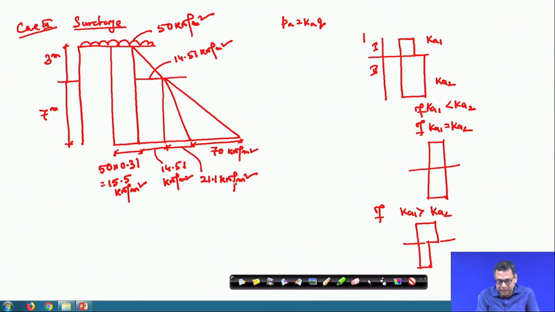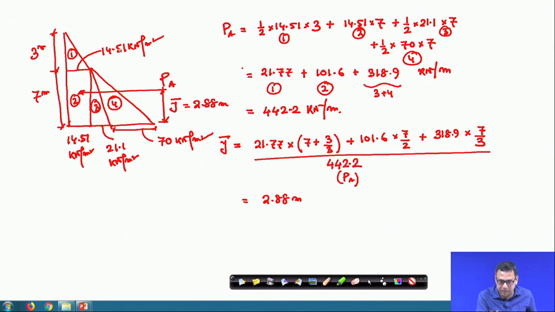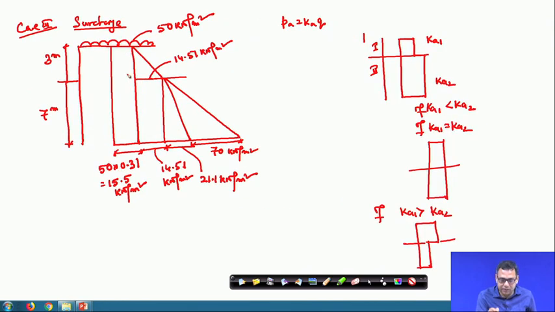Except for this 15.5, all the other stresses I have already calculated in this problem. This is 14.51, this is 21.2, this is 70. Except for this additional stress due to the surcharge, which is added. So, finally, the PA value we can calculate from here. Now instead of 4 there are 5 components. So the PA value will be here, and if I take this as one triangle.